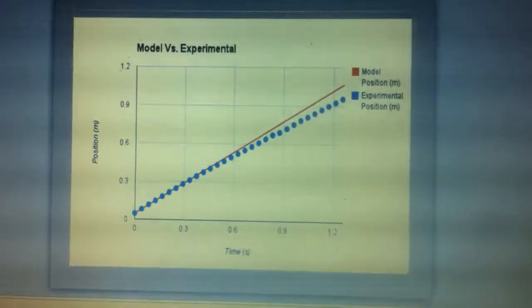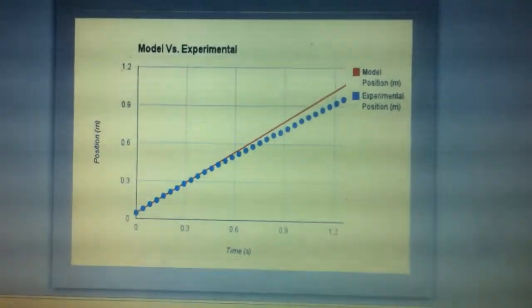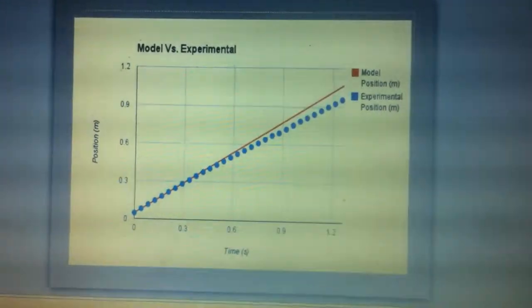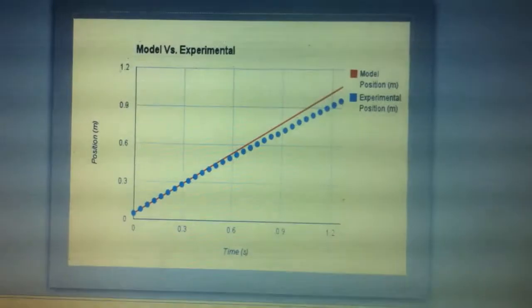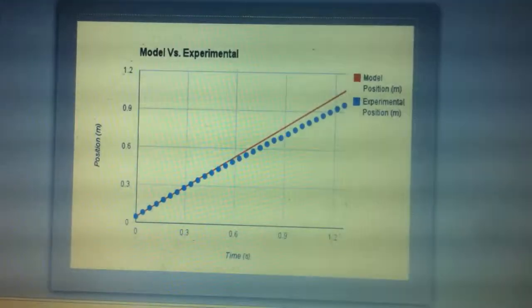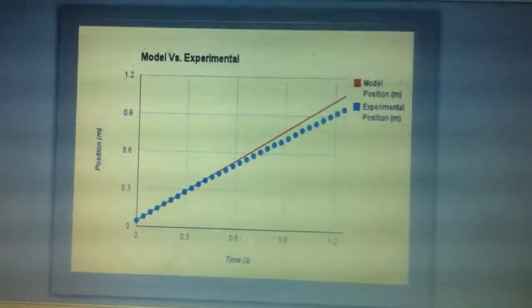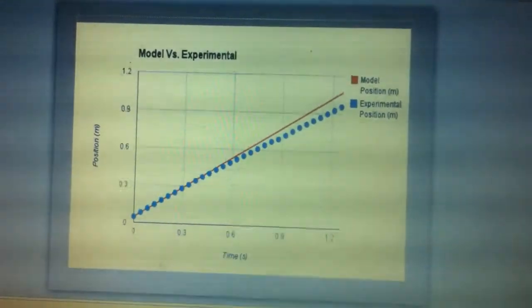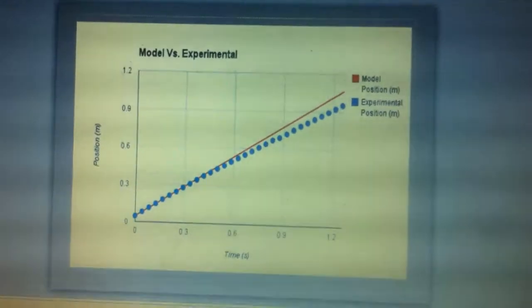The discrepancy at the end of the graphs can be attributed to the table upon which the ball was rolled being uneven. Since we only analyzed motion in the x direction, the uneven table caused the tennis ball's movement in the y direction, which can account for the error in the graphs.